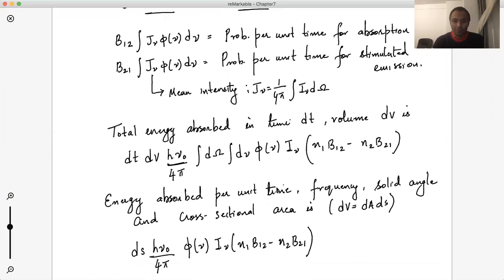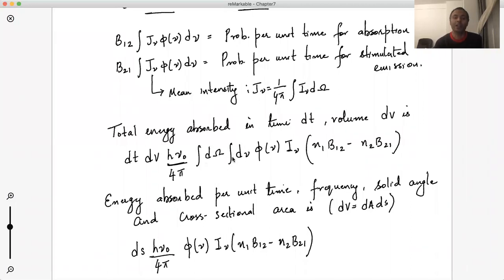Now I'm going to go closer and closer to the actual definition which I'm looking for, the absorption coefficient. So I'm going to write dV as ds times dA, where dA is the cross-sectional area and ds is the length traveled by the ray. And so what you end up with over here is dt, dV, dA, so per unit area, per unit time.